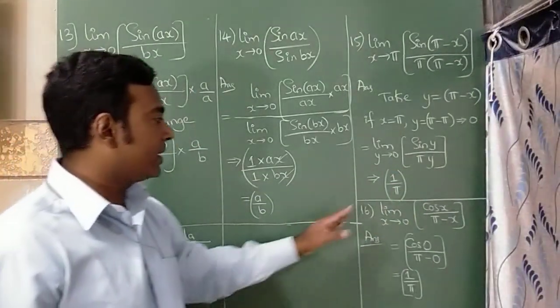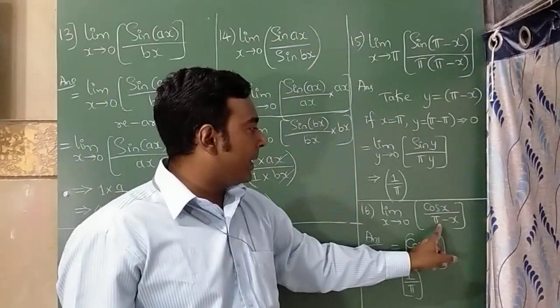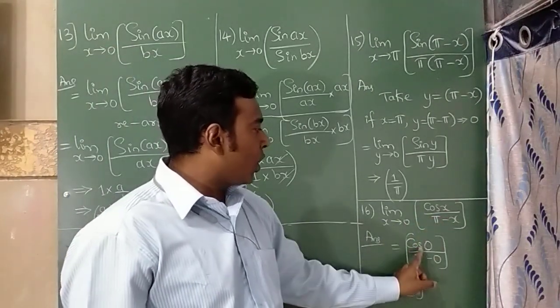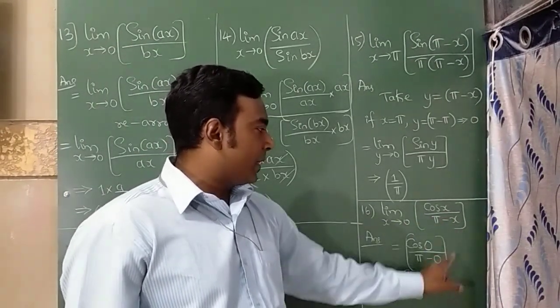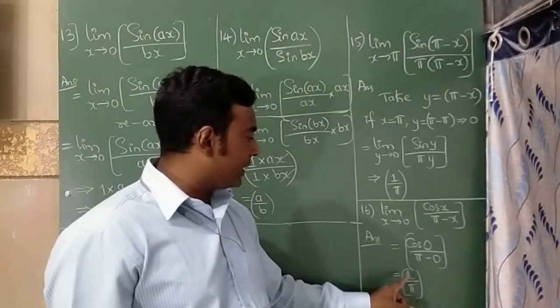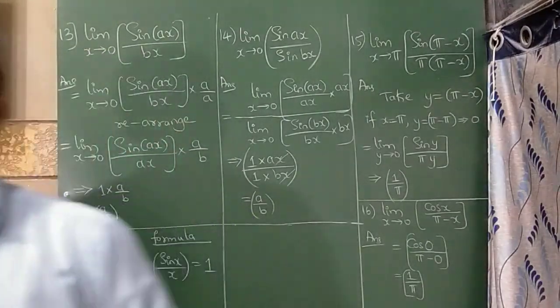Fine. 16th sum. Limit x tends to 0, cos x divided by pi minus x. Here simply substitute x value as 0. Cos 0 is 1. Here in place of x, 0. Pi minus 0 is pi. So the final answer is 1 divided by pi. So let's move on to the 17th question.